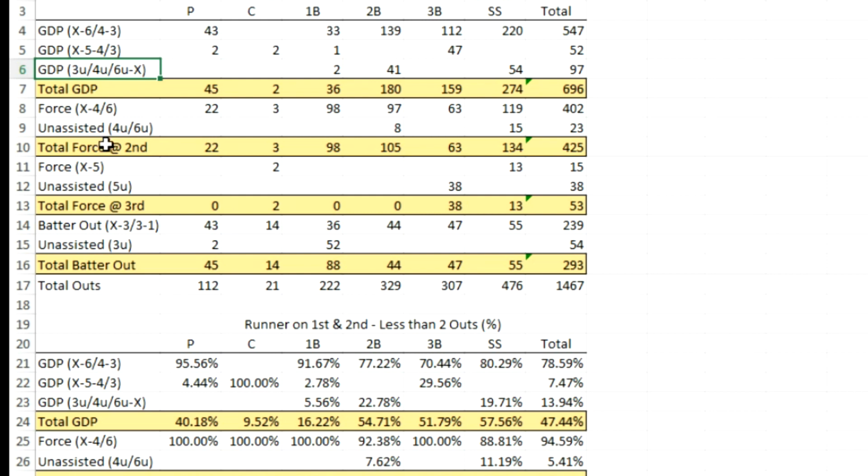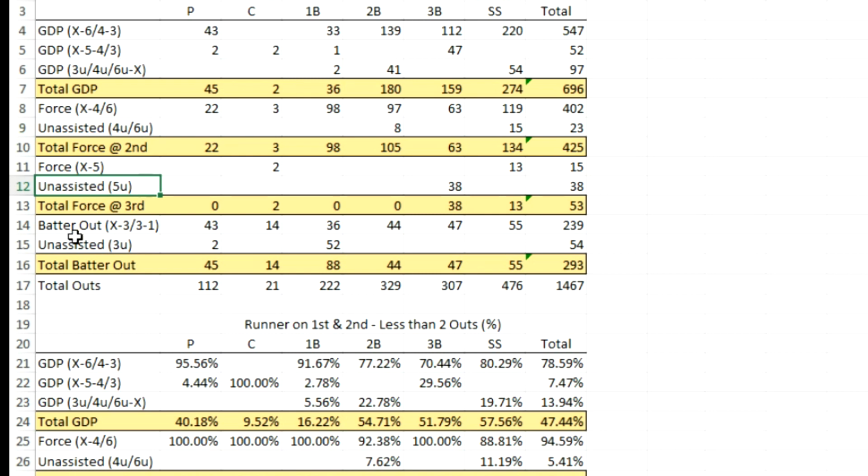The next section is when there's a force out at second. So that means less than 2 outs, and there's a force at second. Usually, in most cases, that's a throw to either the shortstop or second baseman who's covering second. Unassisted again means either the shortstop or second baseman took it to the bag themselves, but it's not a double play, it's just a single force out.